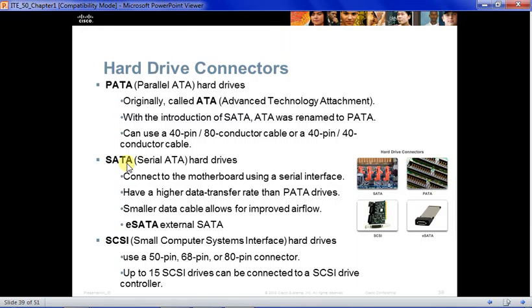So usually an individual, a home user, wouldn't do something like this, but a small business might want some kind of SCSI drive interface. With a lot of companies going to cloud-based storage, this might not be something that you will encounter that often.